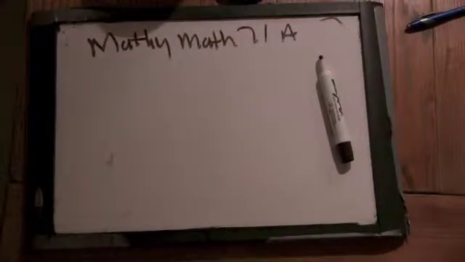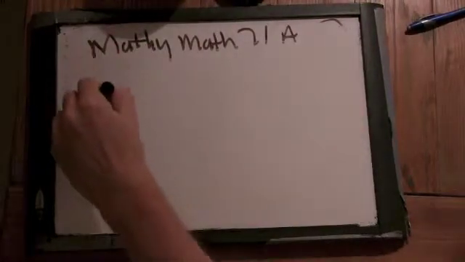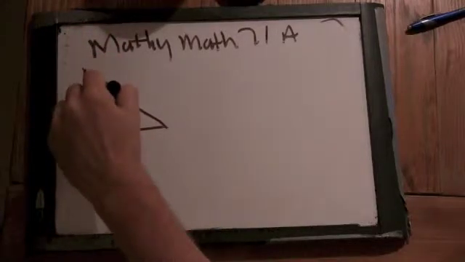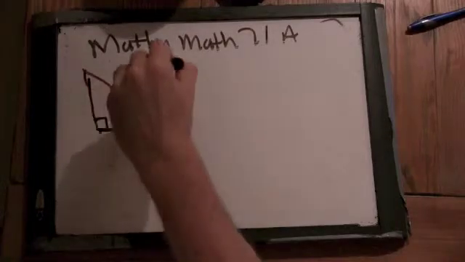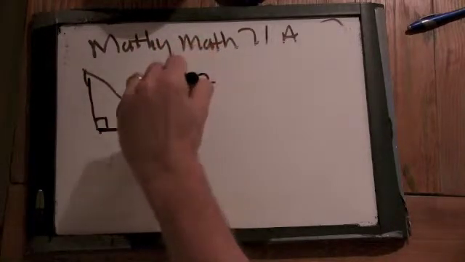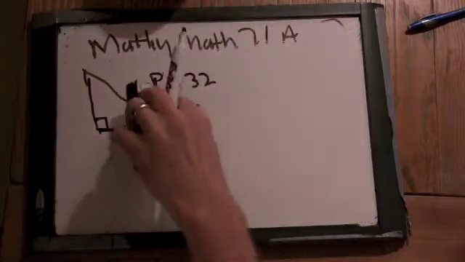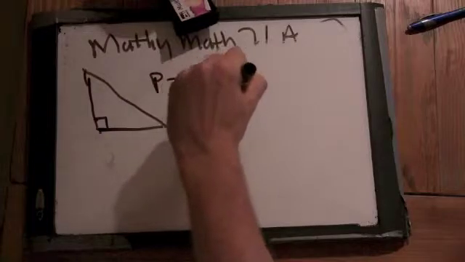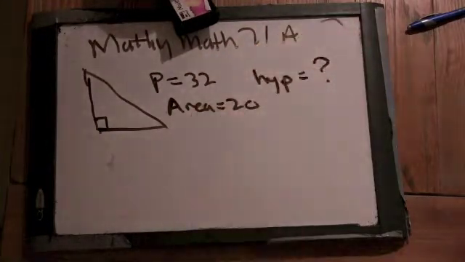MathyMath number 71a. So yesterday we looked at a really interesting geometry problem from the, I think it was the 2008 AMC 10A. And this said you had a right triangle, the perimeter was 32, the area was 20. Actually, we're going to use A later, so I'll be clear, area. What is the hypotenuse? Is the question. How did we solve this problem?